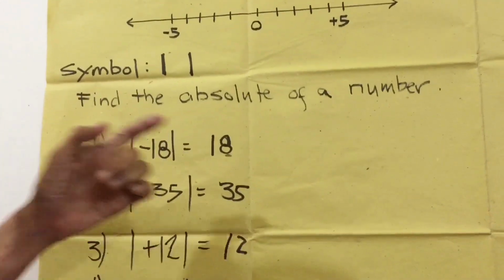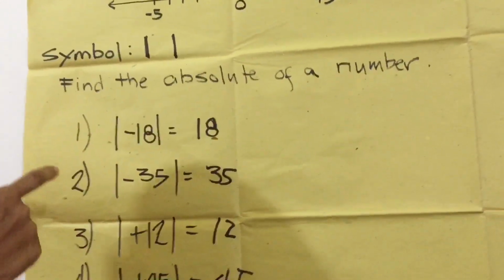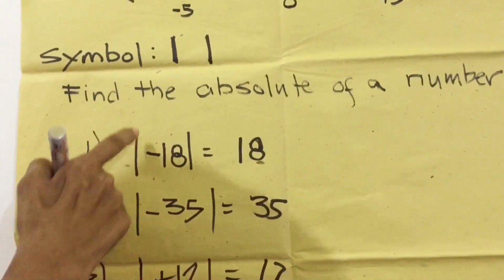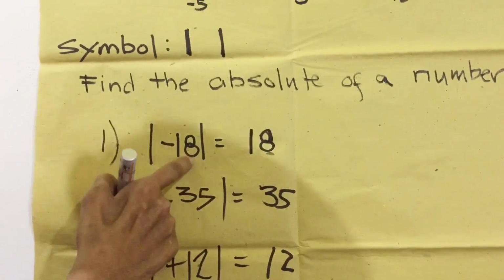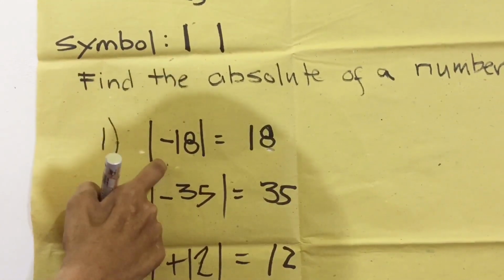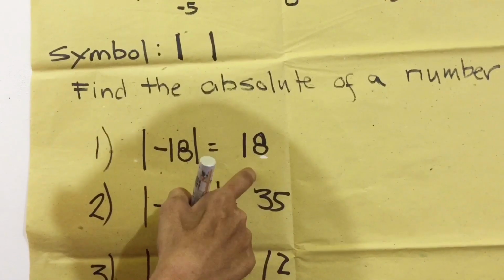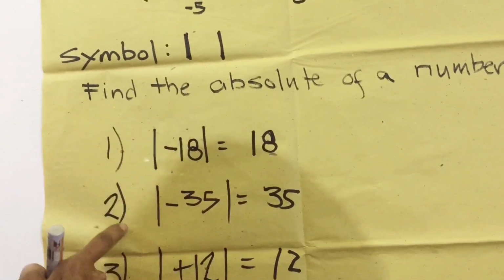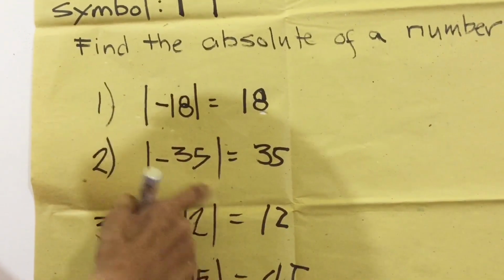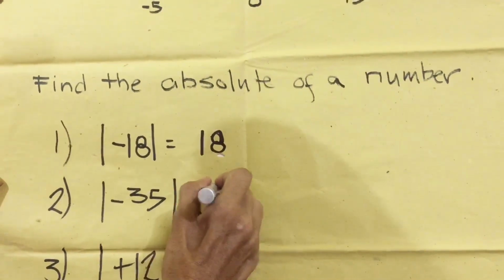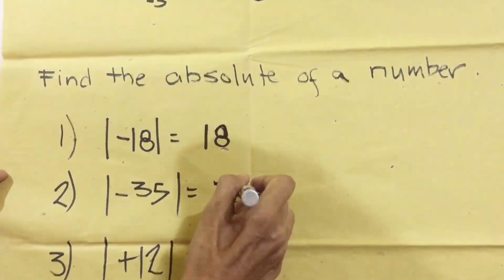Now, find the absolute value of a number. We're going to find number 1. Find the absolute value of -18. Our answer is, if it is negative, the answer is positive. Number 2, what is the absolute value of -35? It is positive 35.